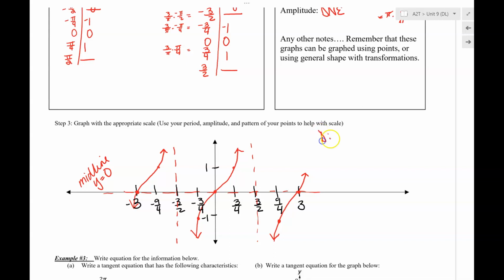Our domain is going to be negative infinity to positive infinity. X cannot be the location of an asymptote, so I'll pick 3 halves plus the period, k. Period is 3, where k is any integer. Any integer. And our range is all real numbers.